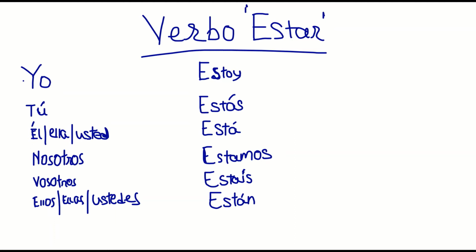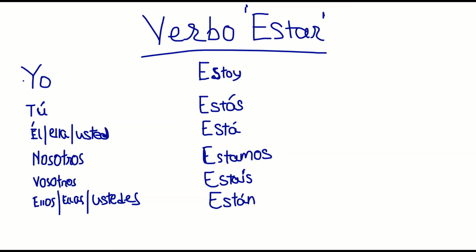So like for English, I am, you are. The same thing is happening here, but in English we don't have that many verb changes. The verb form does not change for all pronouns, but in Spanish it is changing for all. So for yo it is estoy, for tú it is estás, for él, ella, usted it is está, nosotros estamos, vosotros estáis, ellos, ellas, ustedes están.